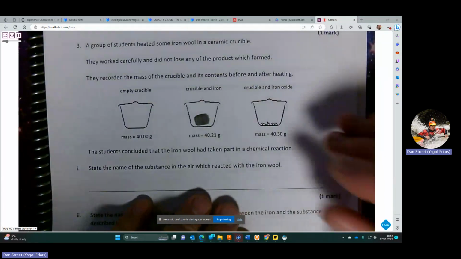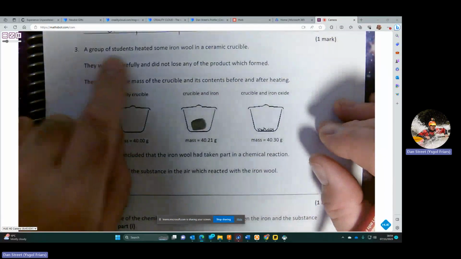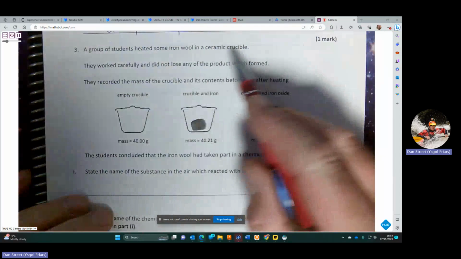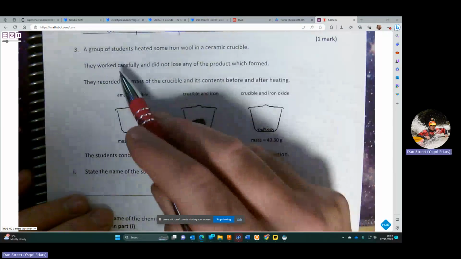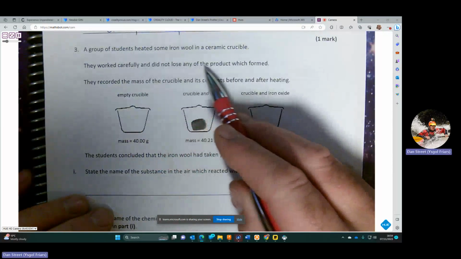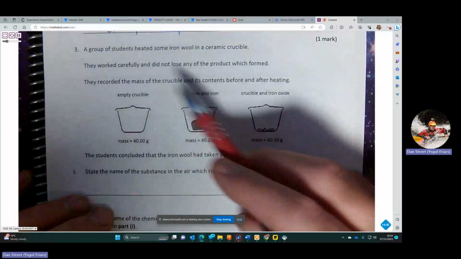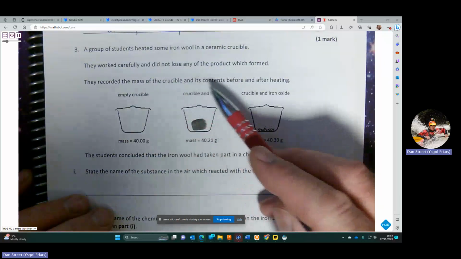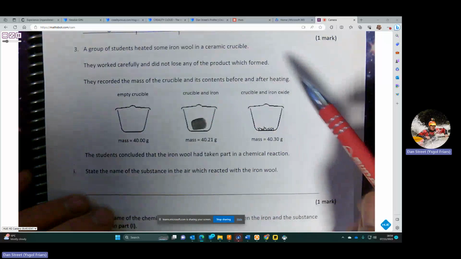Okay, so here we have question 3. A group of students heated some iron wool in a ceramic crucible. They worked carefully and did not lose any of the product which formed. They recorded the mass of the crucible and its contents before and after heating.